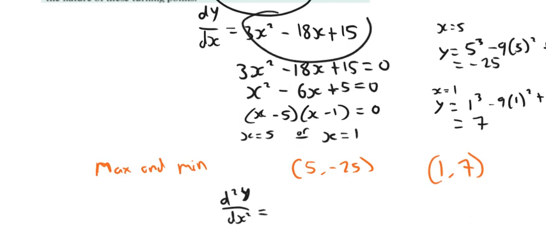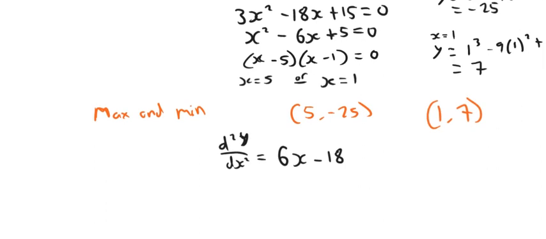So I know dy dx is that thing there. So d2y dx squared, I'm just differentiating that again. So I get 6x minus 18. And now I'm going to put in my values. So I'm going to put in my 5 here, and I'm going to put in my 1 and see if I get something less than 0 or greater than 0.